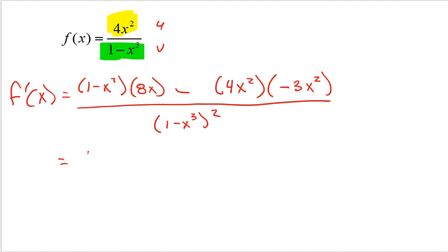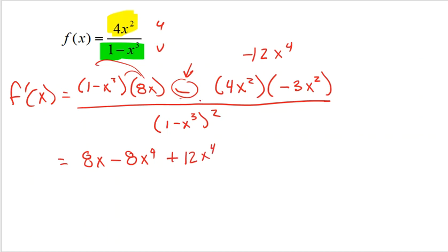All right, so I'm going to get an 8x minus 8x to the 4th after I do the distribution here. 8x times 1 is 8x. 8x times negative x cubed is negative 8x to the 4th. Back here, I got to do some multiplication. These are two monomials. So if I multiply that, it's going to be 12x to the 4th. Negative 4 times negative 3 is 12. But I am subtracting that, right? There's another negative sign right here that's actually going to turn into a positive 12x to the fourth. X squared times x squared is x to the fourth.